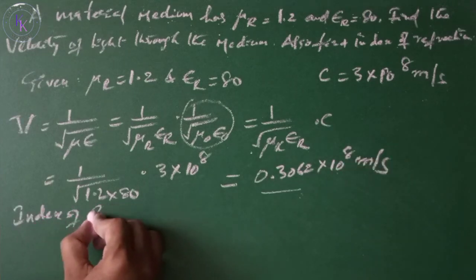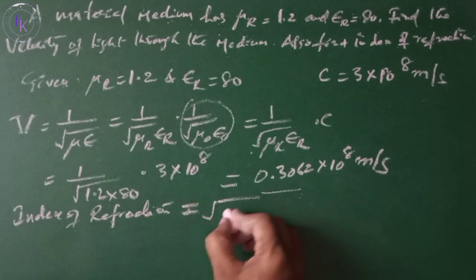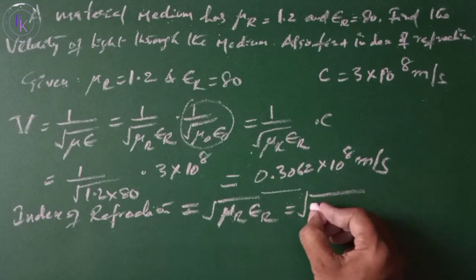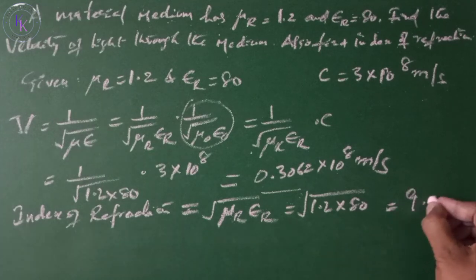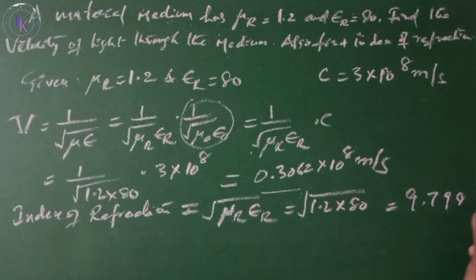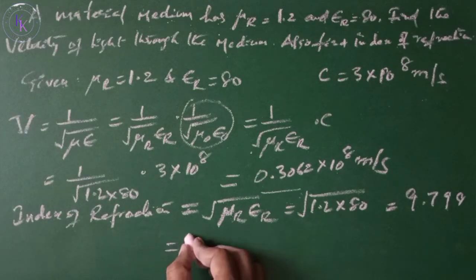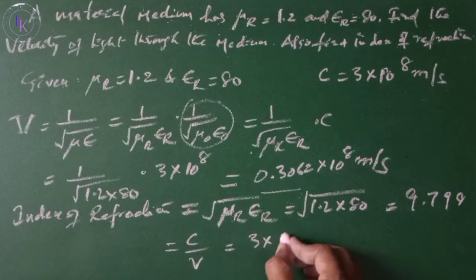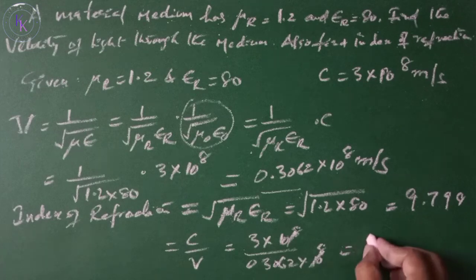Index of refraction is given by square root of mu r epsilon r, that equals square root of 1.2 into 80, which equals 9.798. Or you can use another formula: index of refraction equals c by v, that equals 3 into 10 to the power of 8 divided by 0.3062 into 10 to the power of 8, then 9.798.